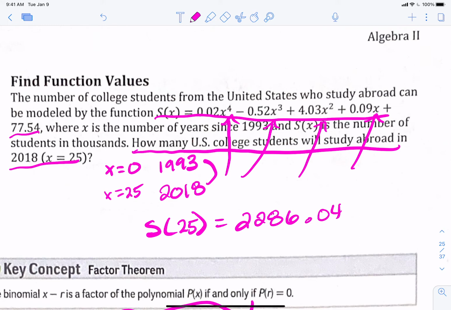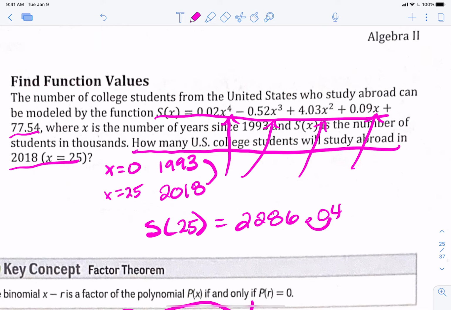So how many people will study abroad? That many people. Because you can't have 0.04 of a person, even if you lop their arms and legs off. Because I know that's going to be the next thing that Caden's going to say. It says students in thousands. I didn't even read that. So in thousands. You're right. So how many is that actually? That many thousand.